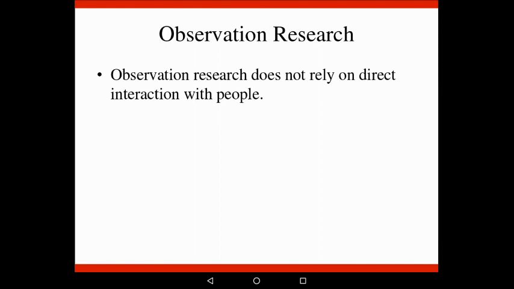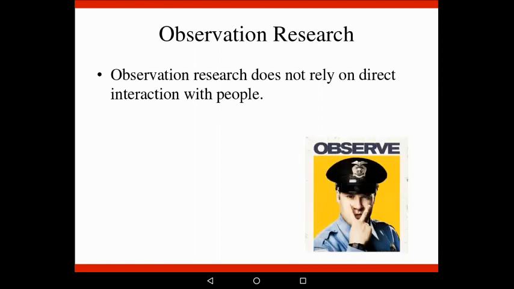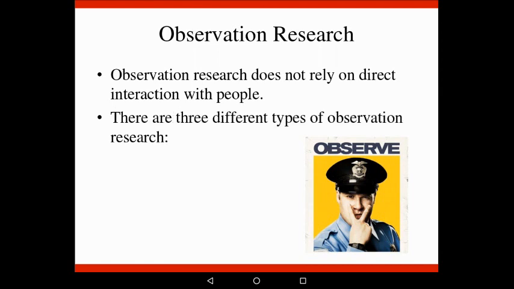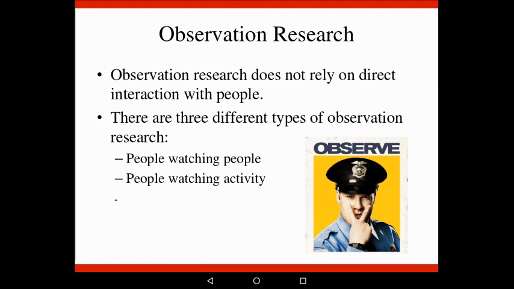Observation research. Now, this type of research does not rely on direct interaction with people. There are three different types of observation research: people watching people, people watching activity, and machines watching people. Okay, let's have a look.